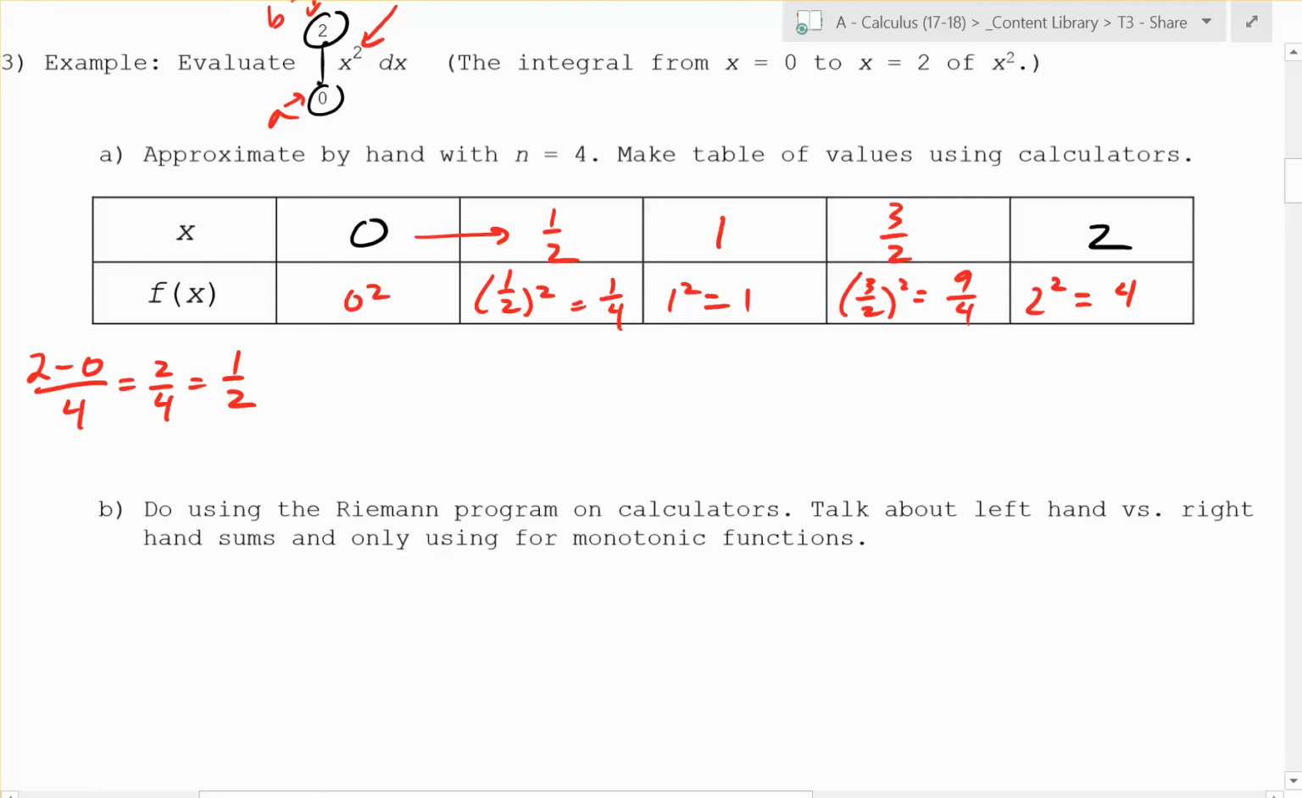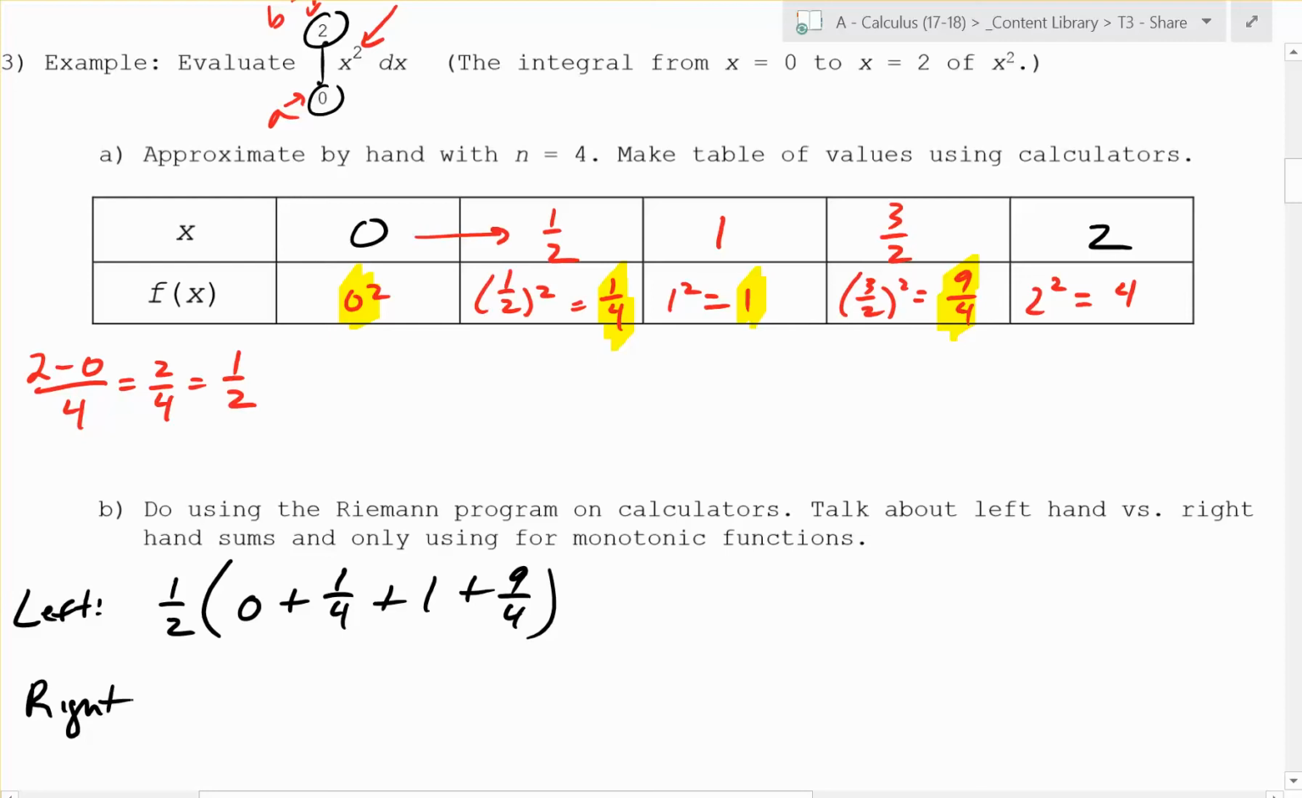Now we're going to use a calculator, but we don't really have to on this one because you should be able to do this by hand. And we do the left values are going to be 0 squared, 1/4, 1, and 9 over 4. So we know the gap between each x value, the delta x, is a half. So for the left here, we know it's going to be a half times 0 plus 1/4 plus 1 plus 9 over 4. And for the right, we know it's going to be 1/2, and the right-hand ones will be 1/4 plus 1 plus 9 over 4 plus 4.